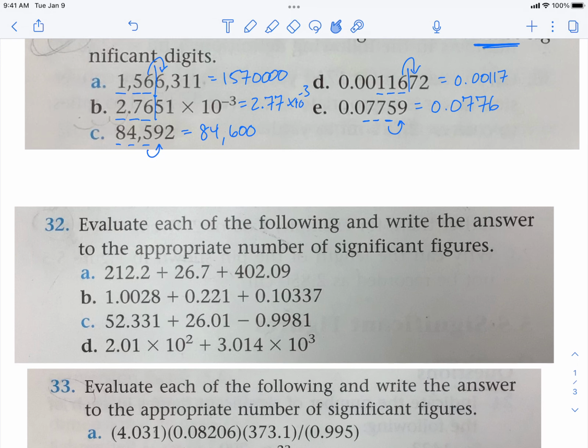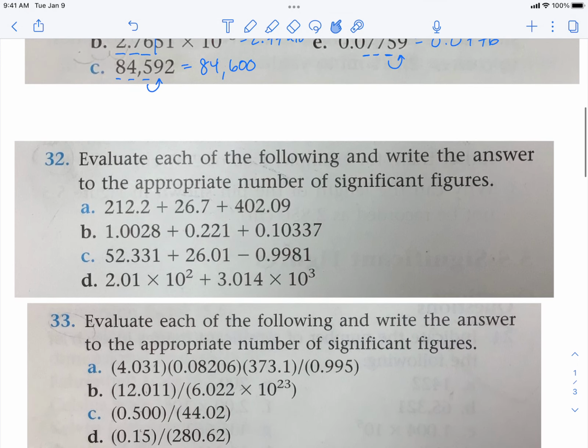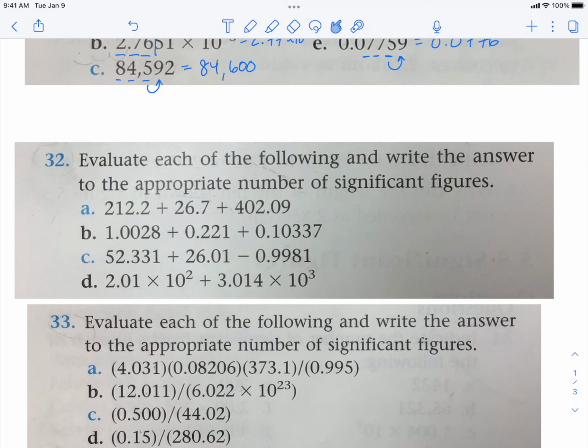For 32, here's where we're getting into our rules about addition and subtraction. We're going to focus on decimal places when we're looking at this one here. So you want to have a calculator with you. And I'm going to plug these in. So 212.2 plus 26.7 plus 402.09. And so my raw number from my calculator is 640.99. And we're going to round to the appropriate number of significant figures.